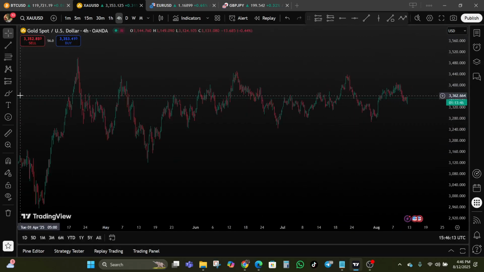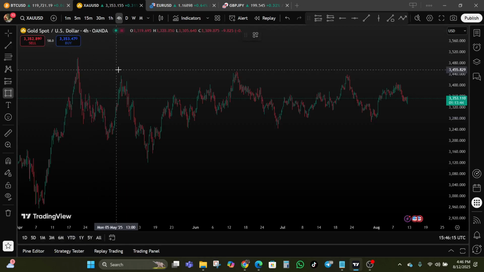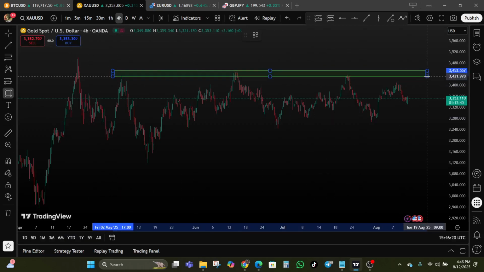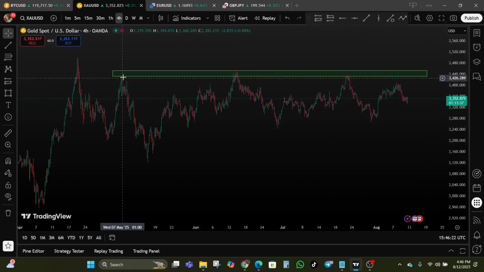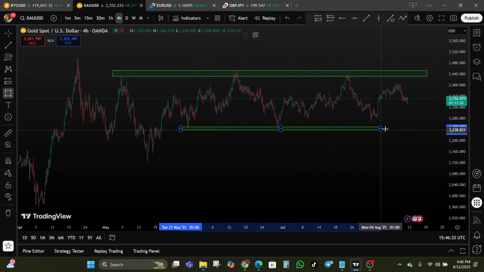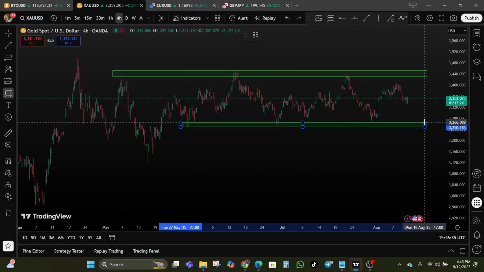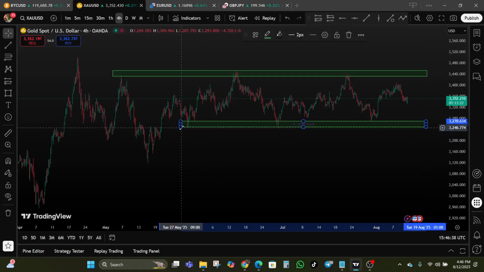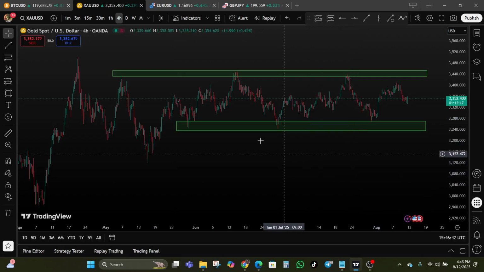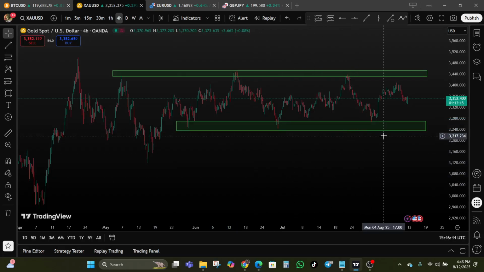Now, in this particular situation, we can see that we have an important resistance zone around here, right? You can see that this area rejected price about 3 times now, right? So this is an important resistance zone. And then you will notice that we have another important zone around here, but in this case, this is going to be a support zone. So you can see we had an important support zone around here where price was rejected 3 times now, right?